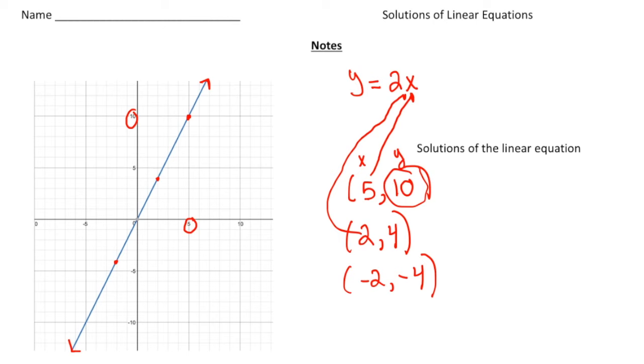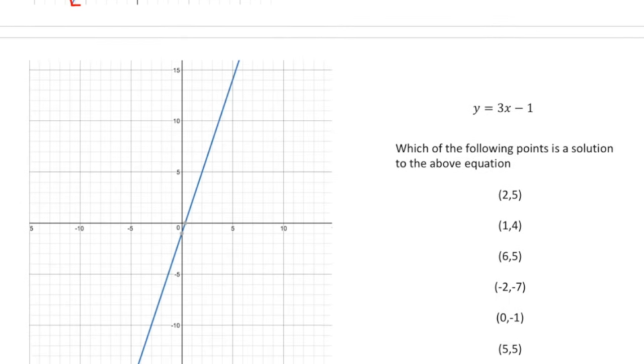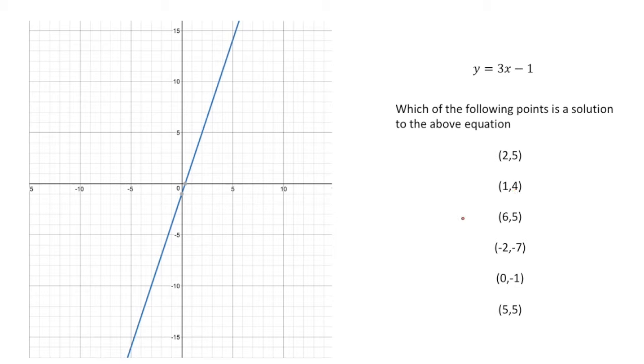All right, so if you look at the next page of your notes, we have the equation y equals 3x minus 1. And the question is, which of the following points is a solution to the above equation? So the way you can tell is we can either plug in these values, remembering that the first value is the x value and the second value is the y value, or we can see if these points are on the graph. So 2, 5. If I go over 2 and up 5, that point is on the graph. So that is a solution.